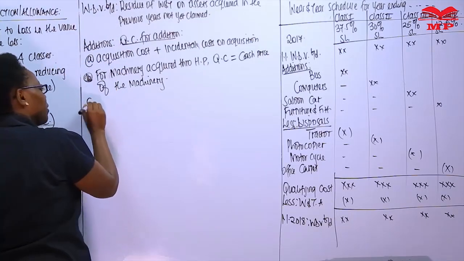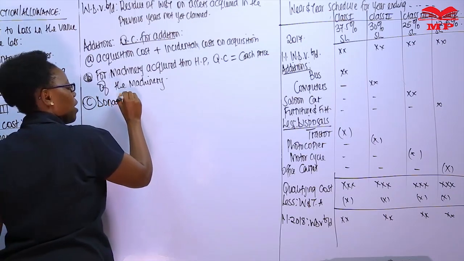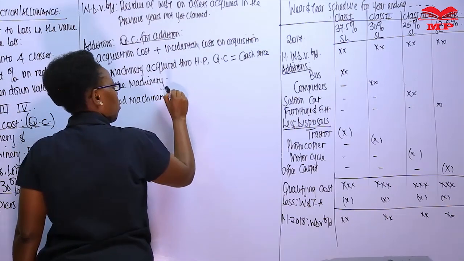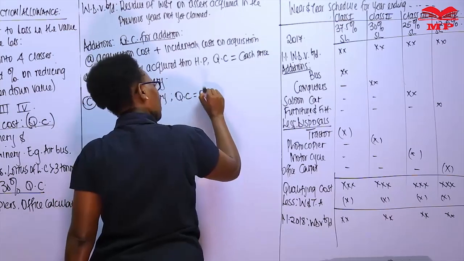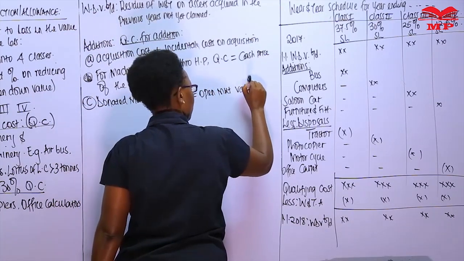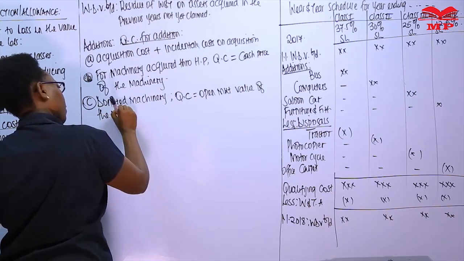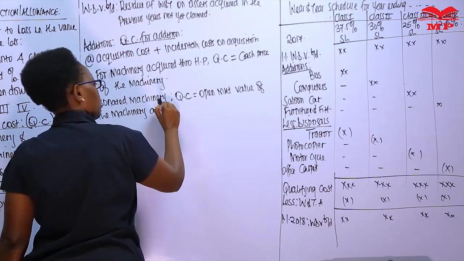Then sometimes we may have donated assets. So for donated machinery, the qualifying cost is equal to the open market value of the machinery at the time of donation.